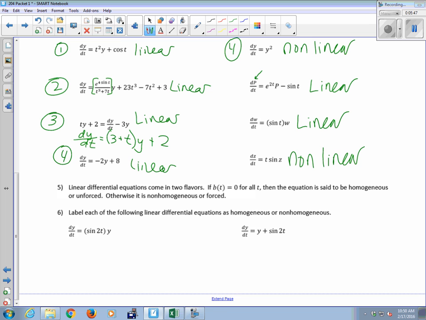How about this first one? Homogeneous, yeah. So this is like my a of t, right? I have a function of t times y. There is no b of t, so this is homogeneous. And the next one, yes, this is your b of t. What's your a of t in this case? 1, yeah. So this is non-homogeneous.